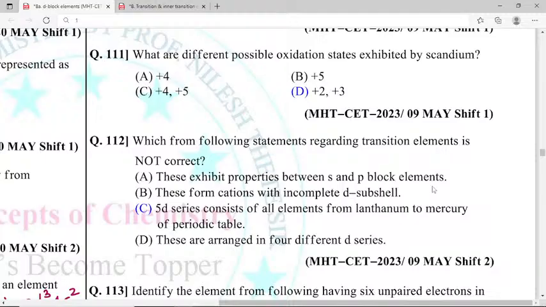What are the different possible oxidation states exhibited by scandium? Scandium plus 2 and plus 3. Scandium, atomic number 21, is 3d1 4s2, so plus 2 and plus 3 oxidation states.